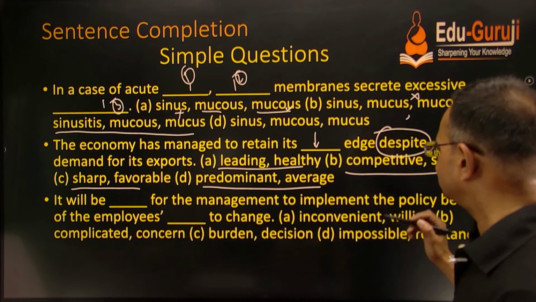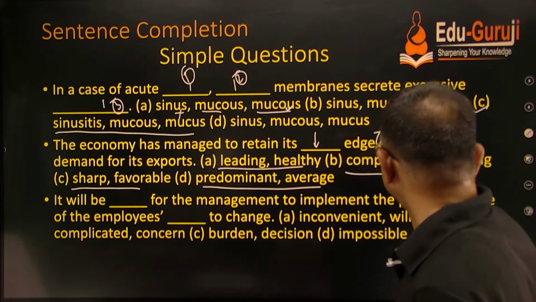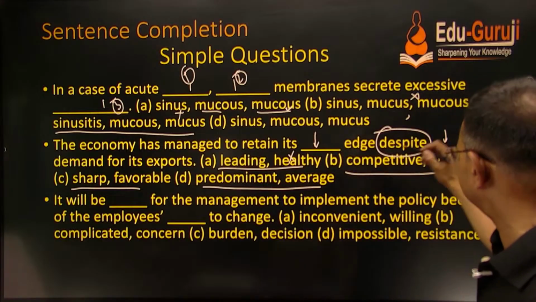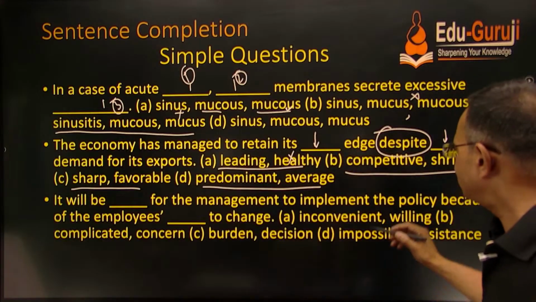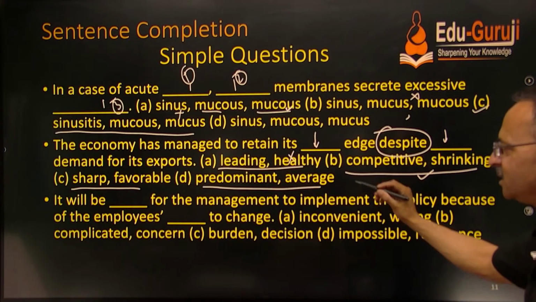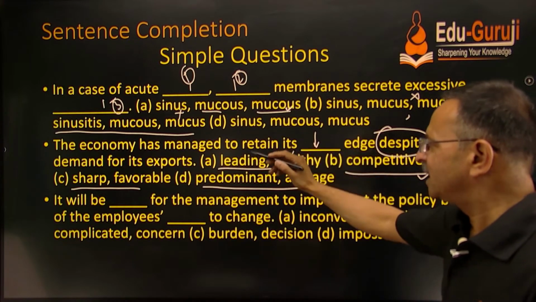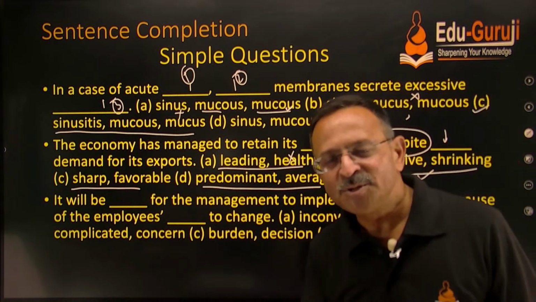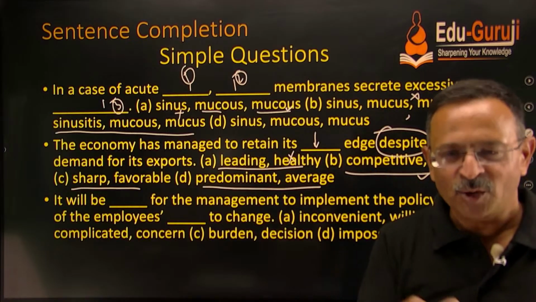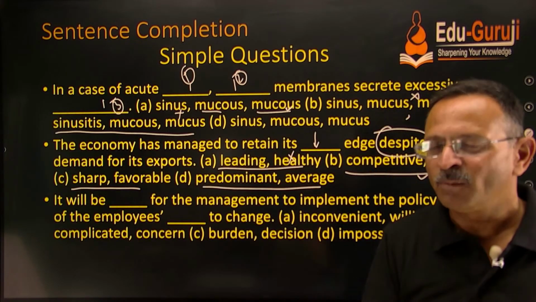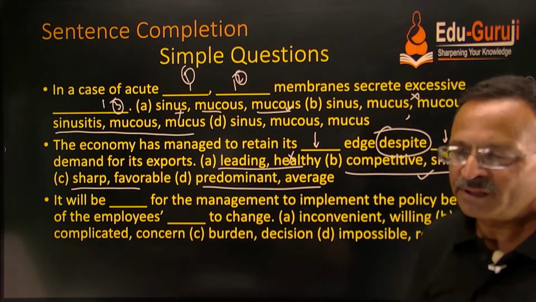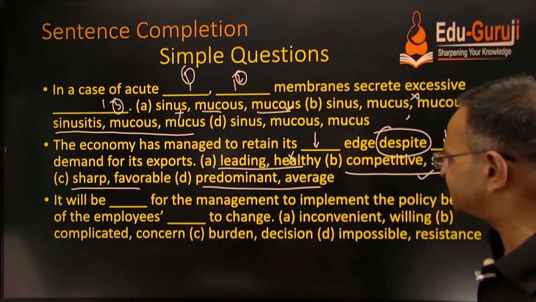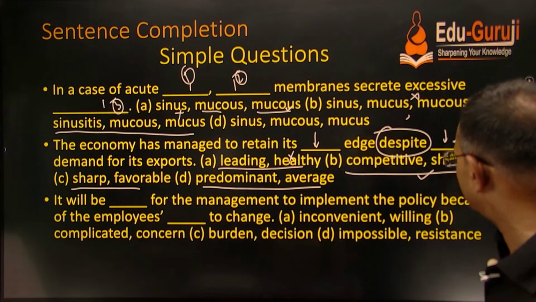So let's see. Leading and healthy, no, this cannot be, because leading is positive and healthy is also positive, so we cannot have this. Then competitive and shrinking, yes. The economy has managed to retain its competitive age. We normally use this in economics. This is a very common, colloquial expression, retain its competitive age despite its shrinking. It goes well with this particular option.